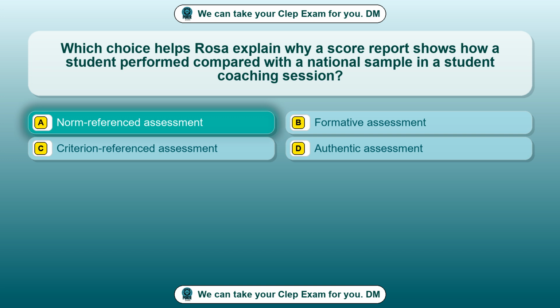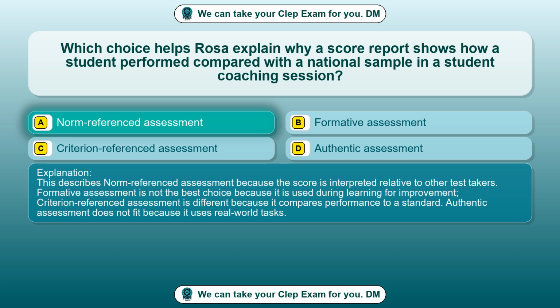Norm referenced assessment. This describes norm referenced assessment because the score is interpreted relative to other test takers. Formative assessment is not the best choice because it is used during learning for improvement. Criterion referenced assessment is different because it compares performance to a standard. Authentic assessment does not fit because it uses real-world tasks.